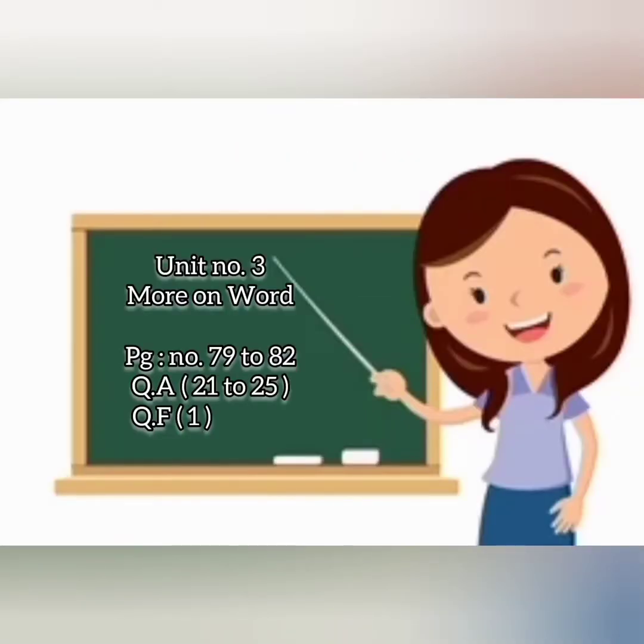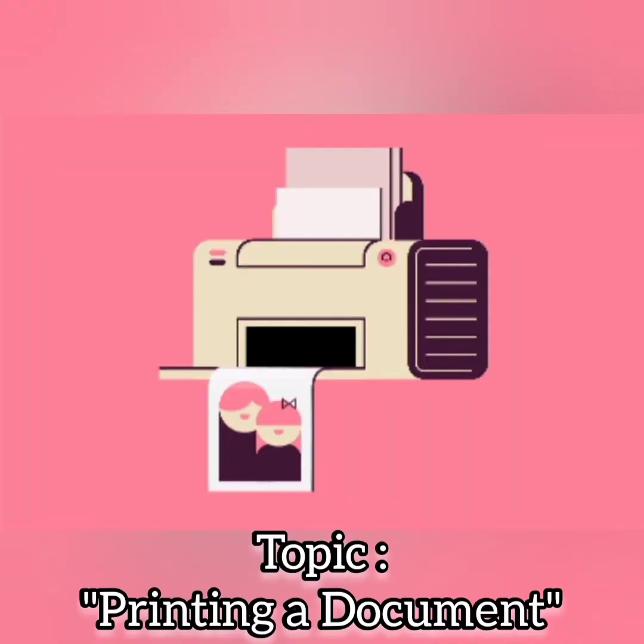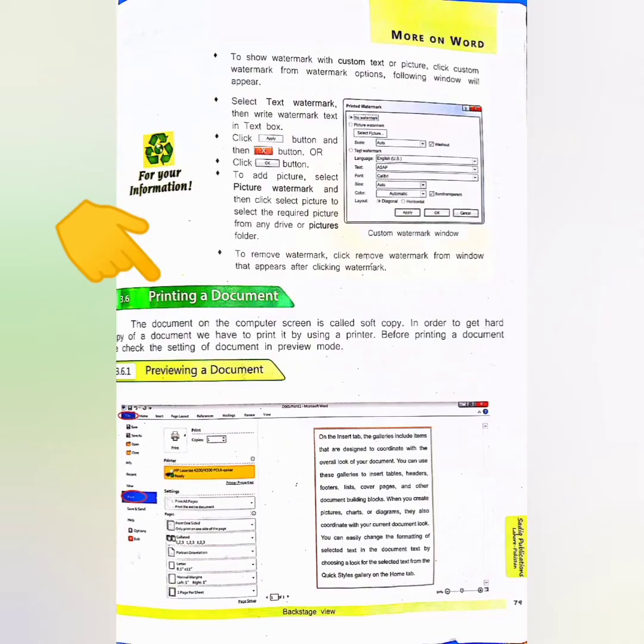In this lecture, we will read page number 79 to 82 and we will also discuss question A part 21 to 25 and question F part 1 of unit number 3, Modern Word. The topic of our today's lecture is printing a document.